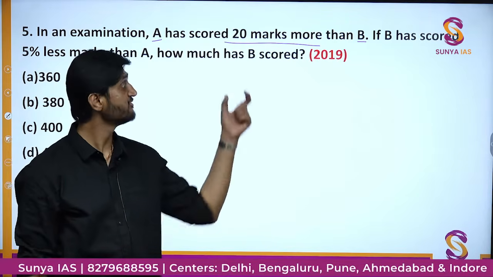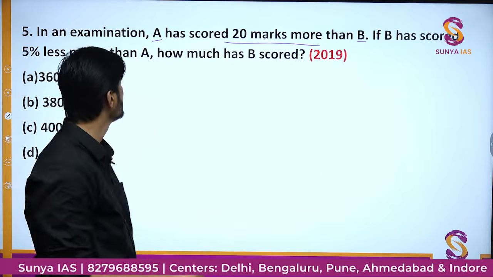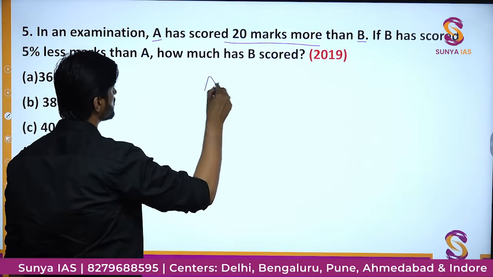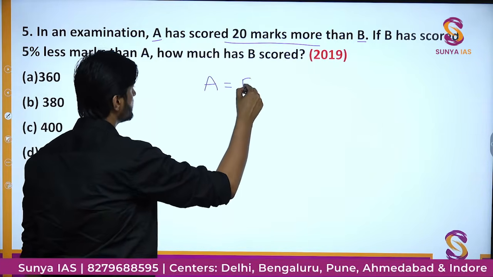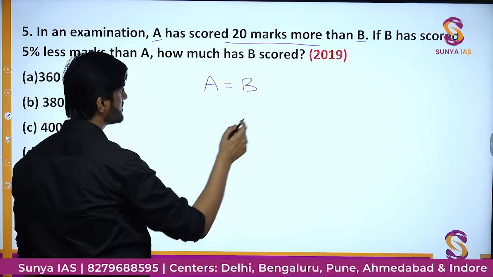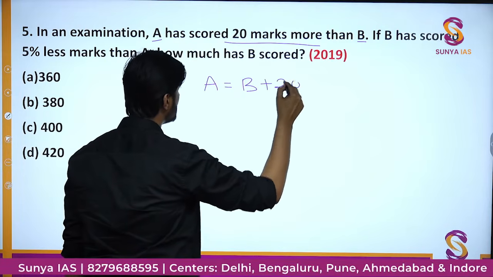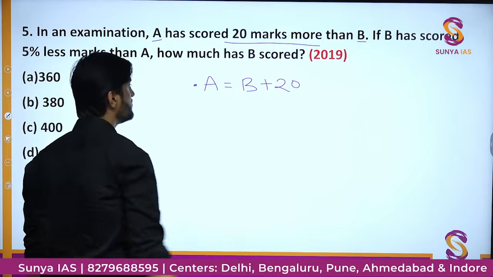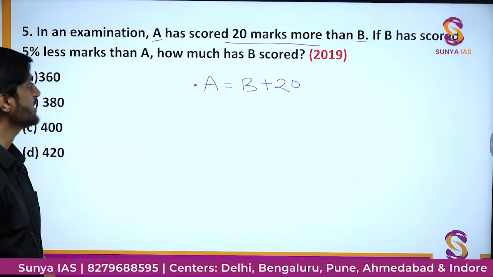So what is the second part? We write the information given to us in mathematical form. So we can say that A is actually scoring 20 more marks than B. So if the score of B is this, the score of A is this, A is going to be B plus 20. So this is the first equation we are getting. A is B plus 20.